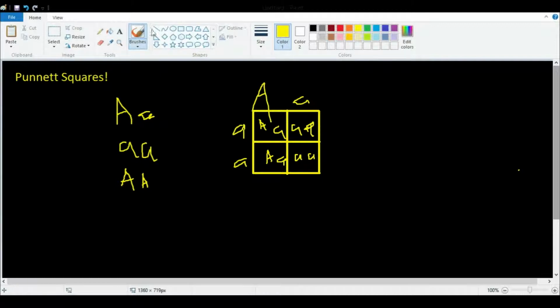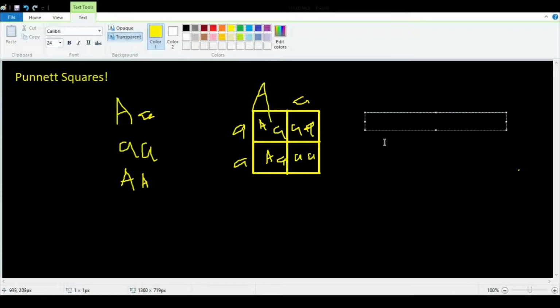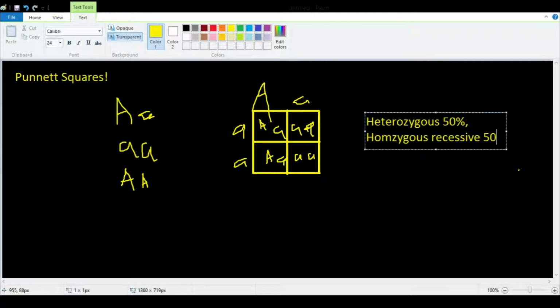And what I was saying about phenotype and genotype, I'll show you that now. Since we have two here that are heterozygous, it would be heterozygous 50%. And since we have the two here that are recessive, right here and right here, it would be homozygous recessive 50%.